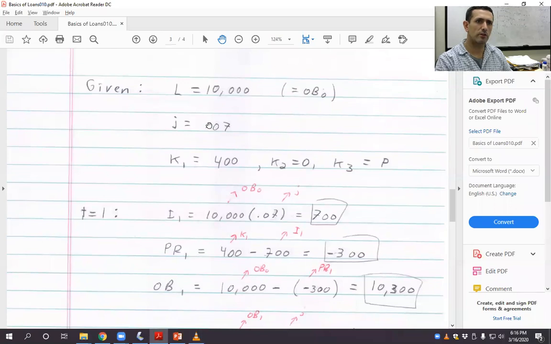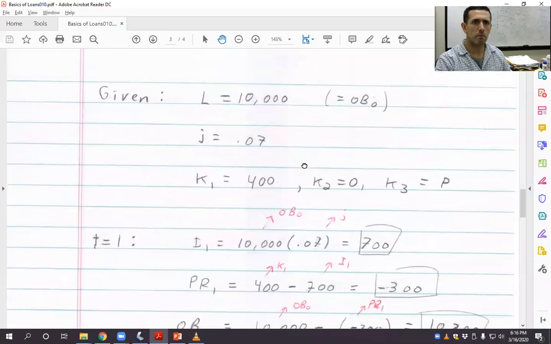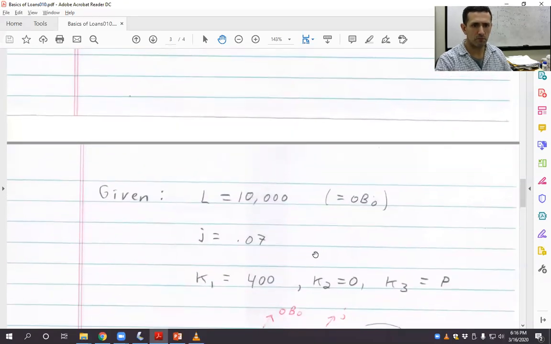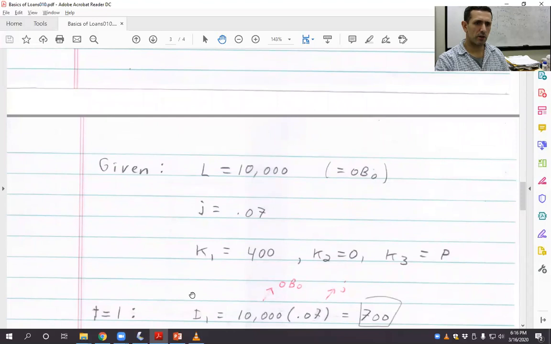Okay, so here's the situation. The loan is $10,000, interest is 7% per year. The first payment is $400. The second payment is nothing, and the third payment we don't know what it is, P. So let's use our formulas to figure out what P is. As I mentioned, we're making this amortization table to get a better idea of what's going on with this loan.